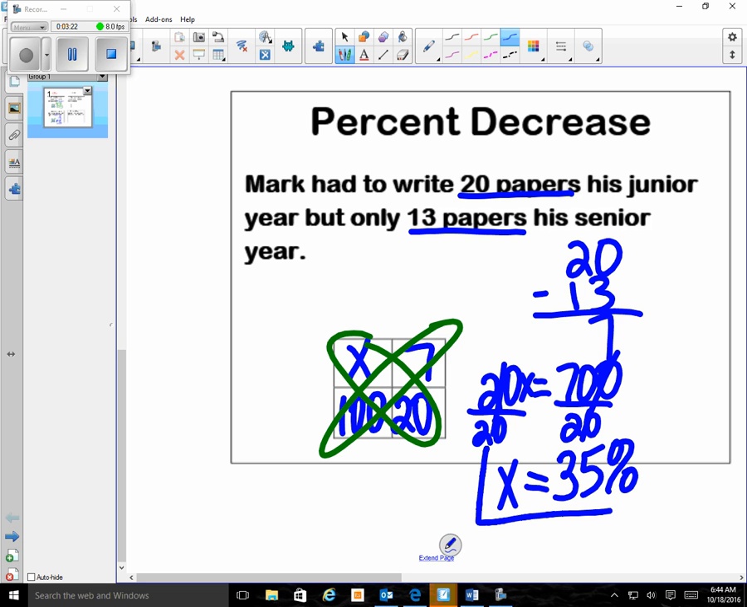So his percent decrease in number of papers he had to write from his junior to his senior year was 35%.